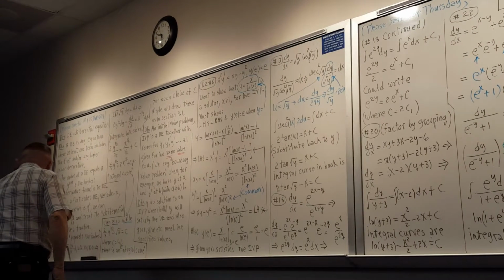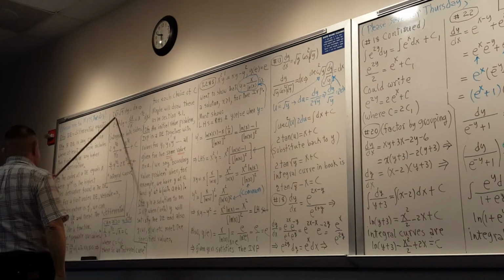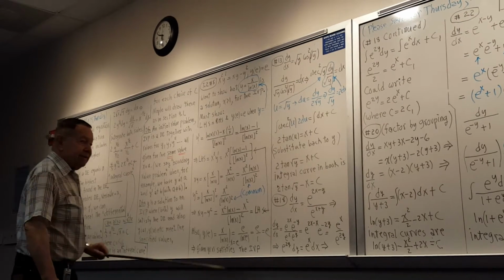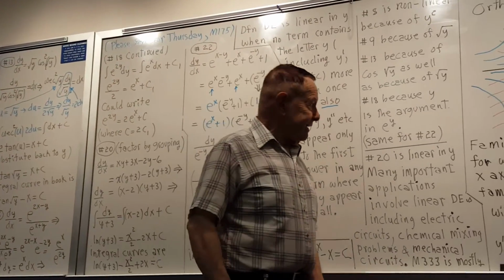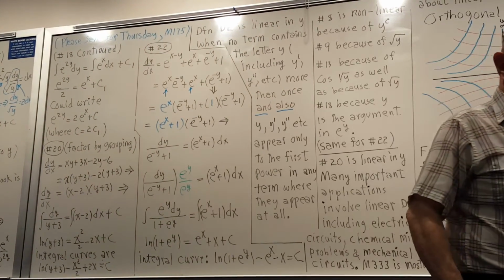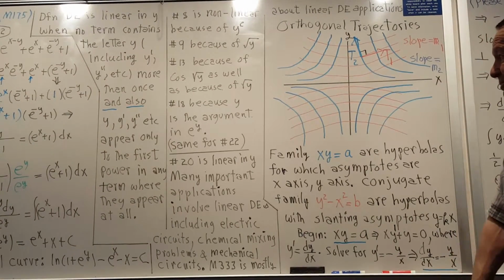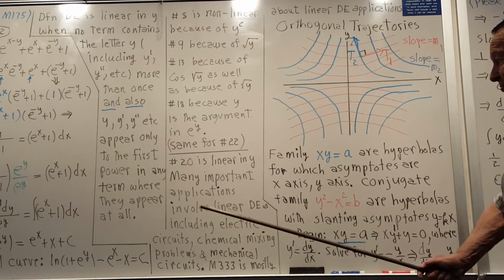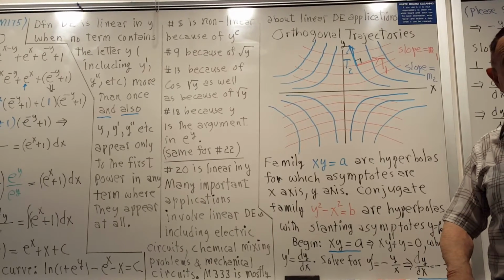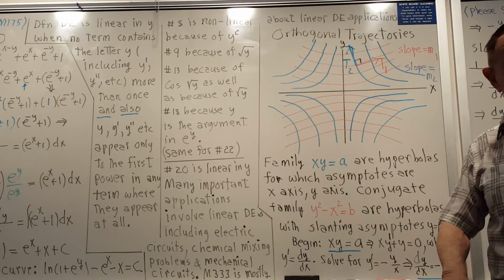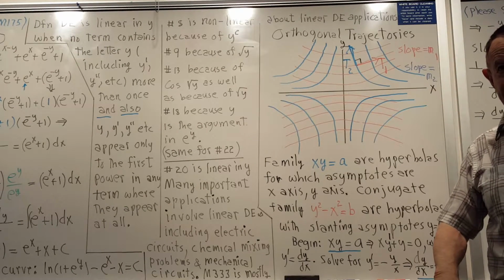Here it's not linear because the y is under a square root sign. It still is, even if you break that up. So these problems are mostly not linear, but nevertheless, it turns out that linear first and second order differential equations have many important applications. The electric circuit and the mechanical circuit differential equations are second order, but they're linear.